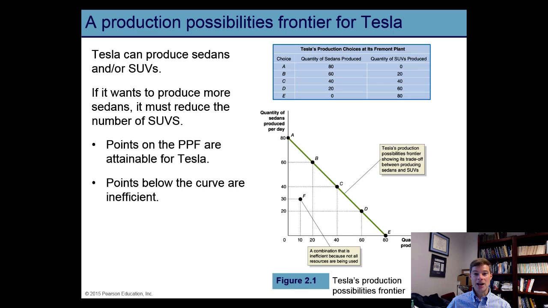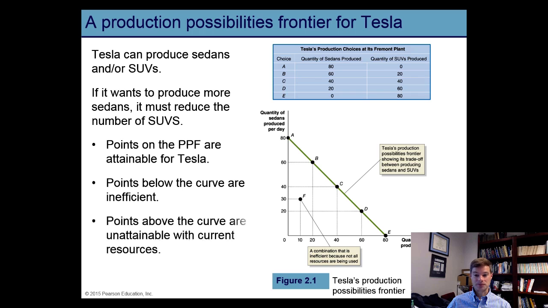Points inside of the green line represent output levels that are inefficient. It's where Tesla is producing a number of SUVs and sedans that is not the maximum number. For example, at point F, 30 sedans are being produced and 10 SUVs, but Tesla could produce more than that, and so point F corresponds to an inefficient outcome where less than the maximum is being produced.